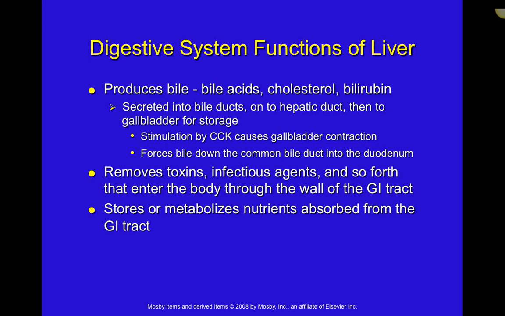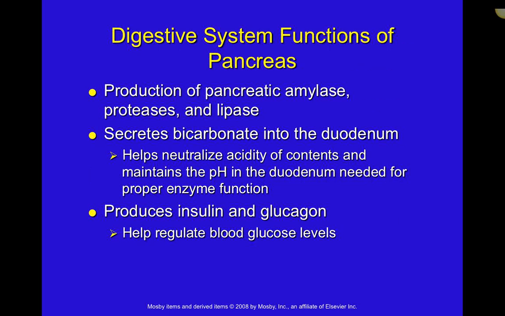So we talked about the liver and the production of bile, creates bile acids, cholesterol, bilirubin, secreted into the bile ducts, onto the hepatic ducts, and then into the gallbladder for storage. Mainly to know that the gallbladder stores the bile and then the bile emulsifies fat in the duodenum. The liver also removes toxins, infectious agents, and so forth that enter the body through the walls of the GI tract, and it stores or metabolizes nutrients absorbed from the GI tract.